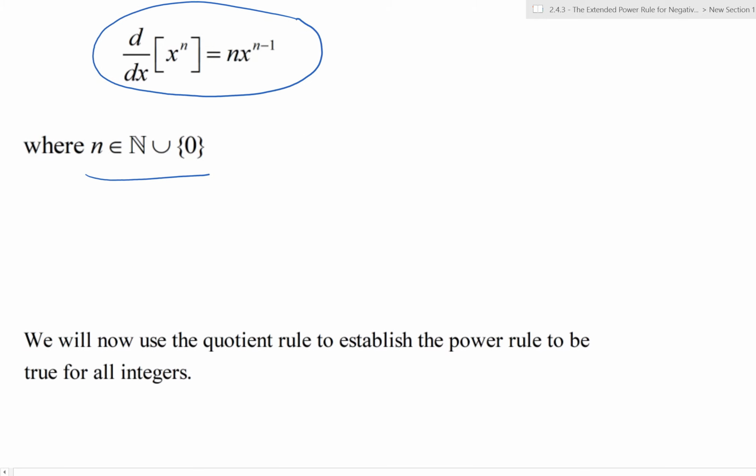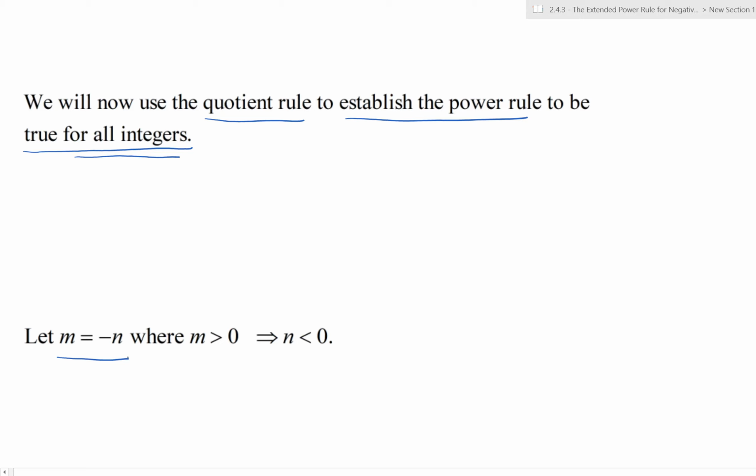So that's what we're saying here. That's what I was saying earlier, that we're going to use the quotient rule to establish the power rule to be extended for all integers. To do this, let's call m equal to negative n so that m is positive, which also tells us that n is negative, because for m to be positive, negative n must be positive, hence n is negative. So we're just going to call m negative n here.